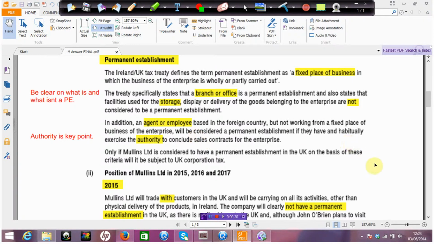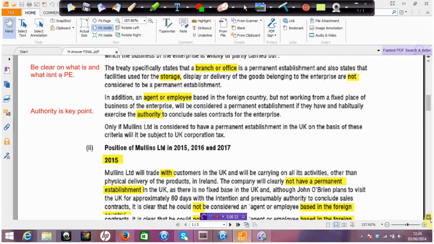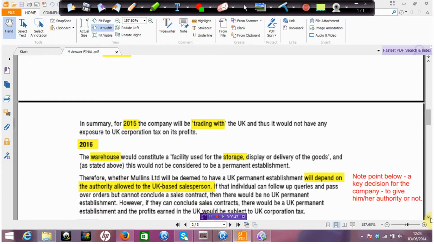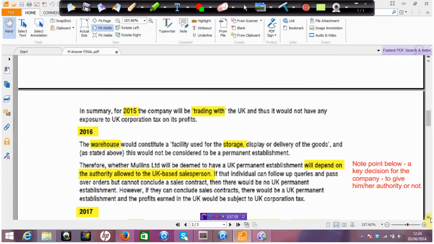Okay. In terms of part 2 of this particular answer, they take you through the 3 years and come down on either side. The first one that you'll see, 2015, they're simply trading with, therefore no PE, therefore no foreign CT. Next one, 2016, we've got a warehouse. We also have the possibility of the UK salesperson in effect having authority. So that's up in the air, as it were. It depends on whether or not he has authority. The warehouse isn't overly relevant because on its own that is not a PE. It's the issue of authority that's key.